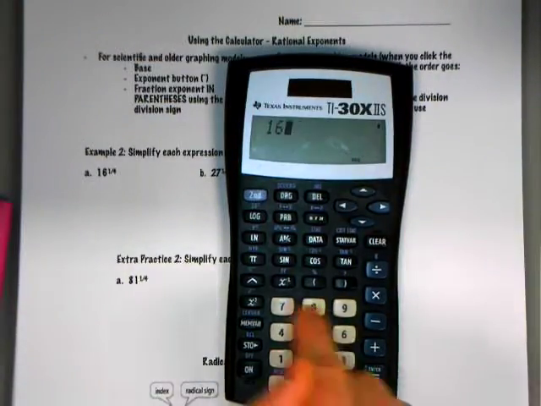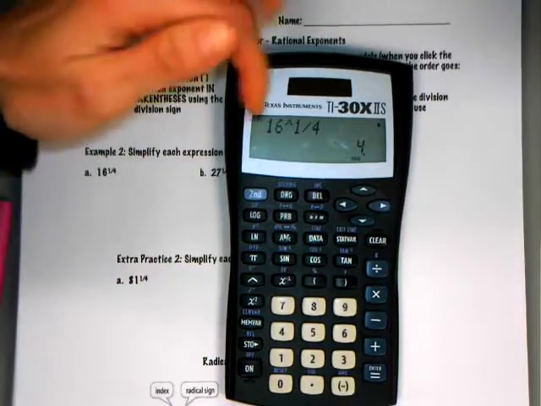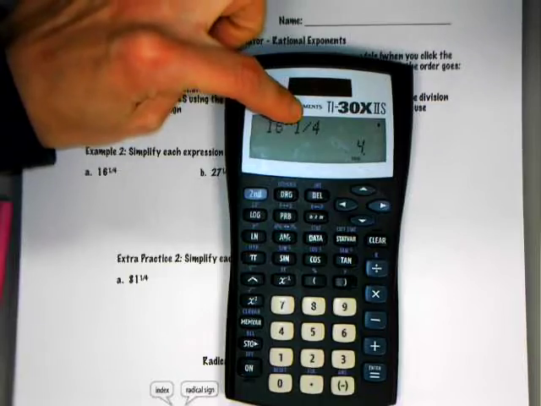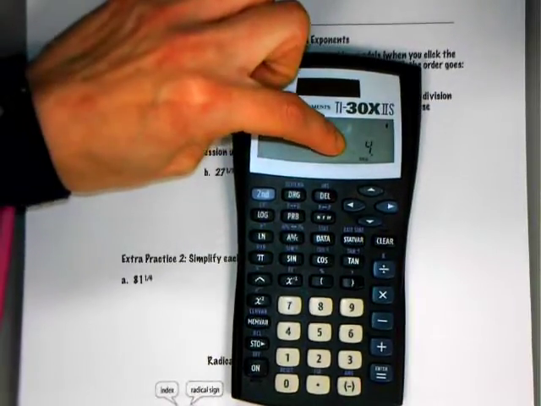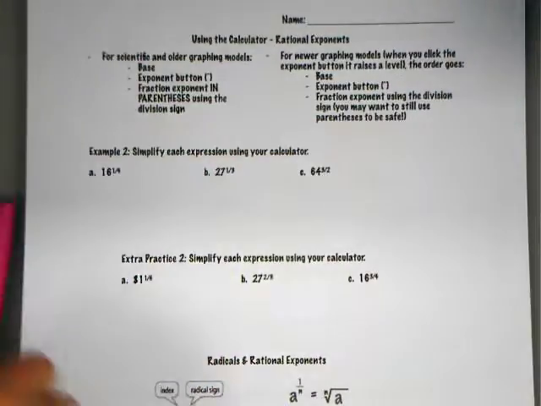If you don't use parentheses like that, you get the wrong answer because your calculator thinks you want it to do 16 to the 1st power, which is 16, and then divide that answer by 4. Okay? So make sure you use parentheses around your exponents if you're using a scientific or an older graphing one. So this is going to be 2.